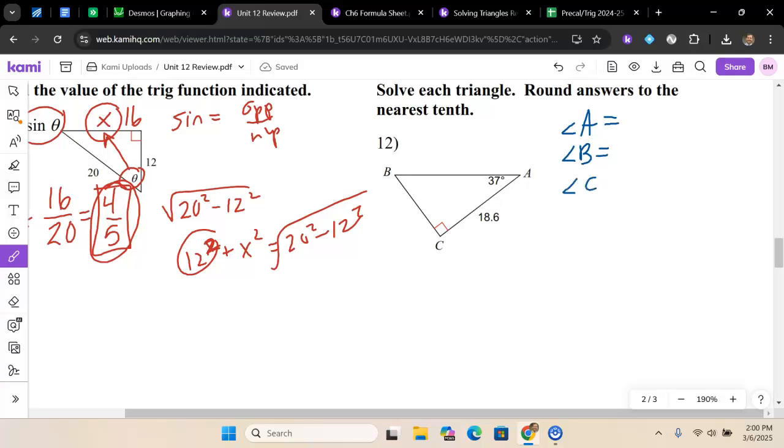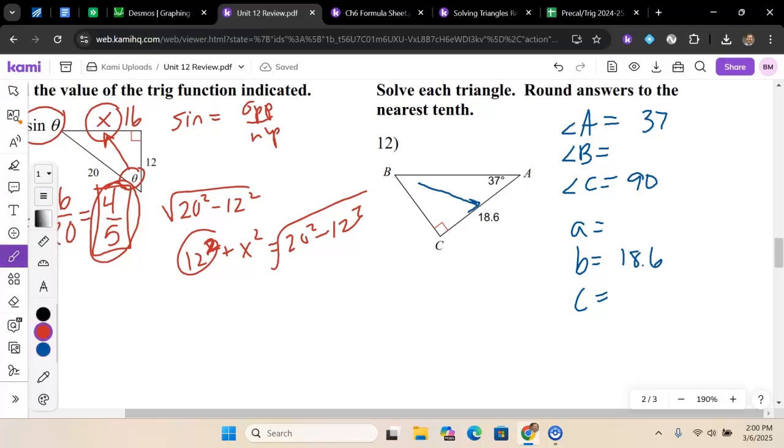So I like to organize the stuff. You don't necessarily have to do this, but I like to organize all of my information in one location. I've got angle A, that's 37. Angle C is the right angle, that's 90. And I have side length B. So side length B, that's across from angle B. Side length B is 18.6.